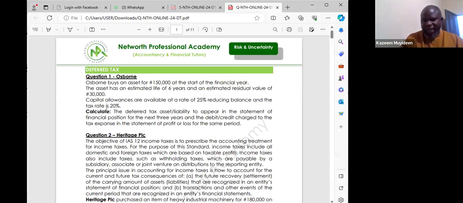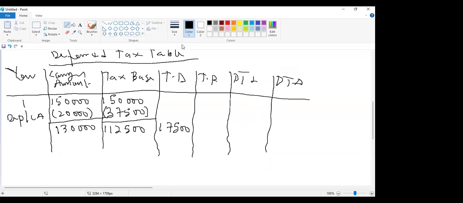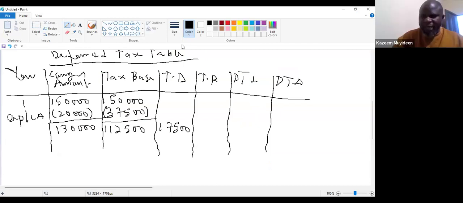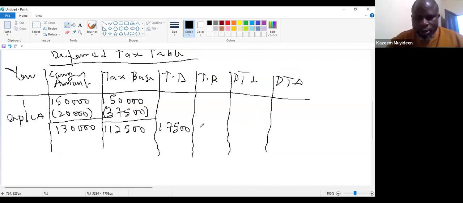We are still on deferred tax. We are going to get a question that will mingle the two together. But if you understand deferred tax very well, current tax is not a problem. We will do it together. So let's go back to the board. Can you see the board now? Yes, sir. So what is my tax rate now? 20%.